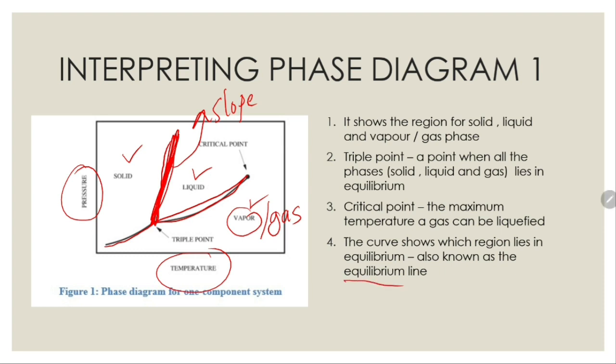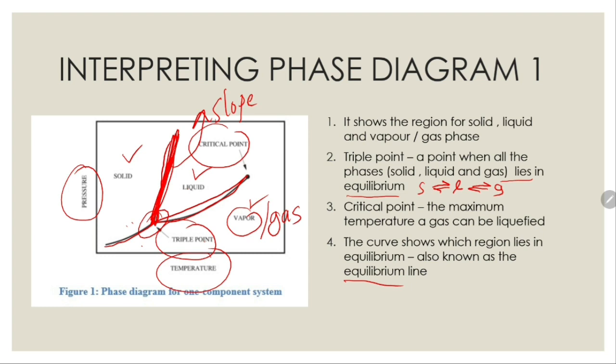So you can see the three different regions present in your phase diagram: solid, liquid, and gas. And then you're going to determine the triple point and critical point. So you see the equilibrium lines between solid and liquid, solid and gas, and liquid and gas. So what is the triple point? The triple point is the point where all the phases, solid, liquid, and gas, lie in equilibrium. At this triple point, solid is in equilibrium with liquid and in equilibrium with gas.